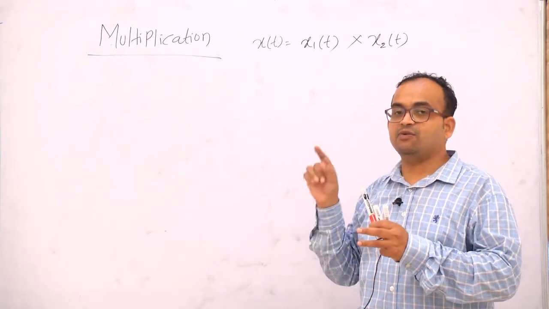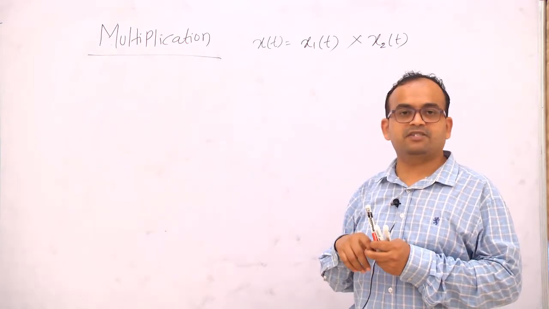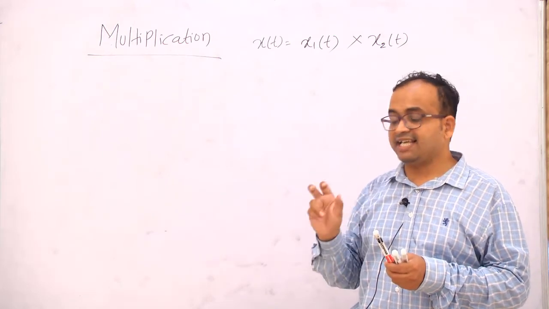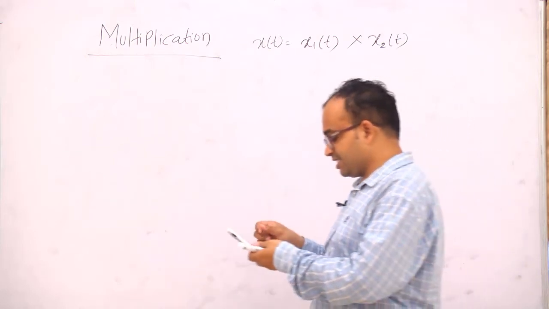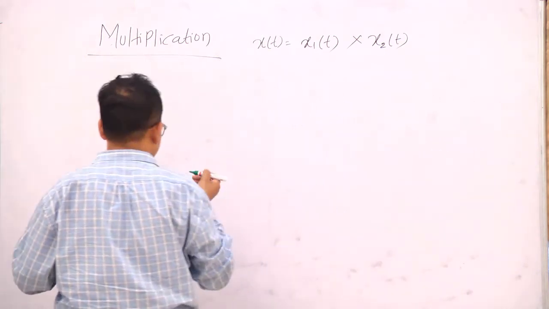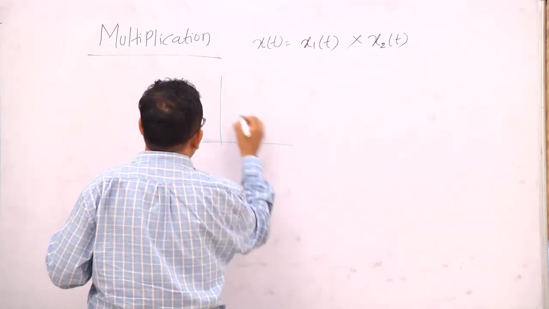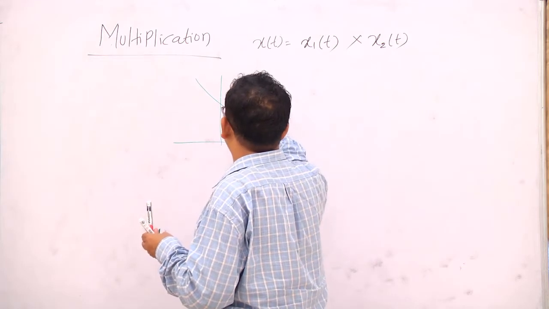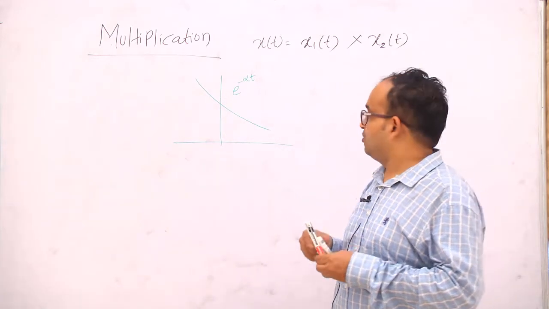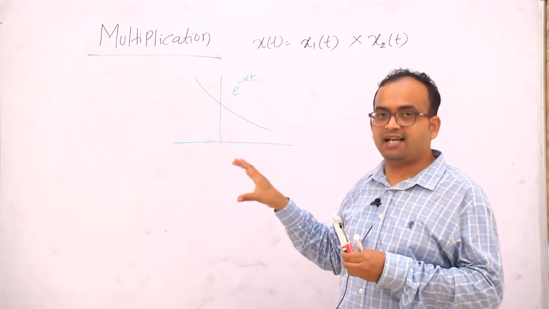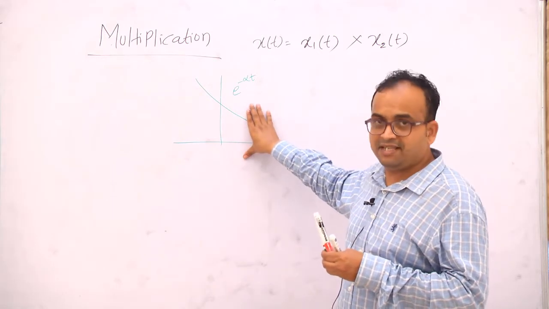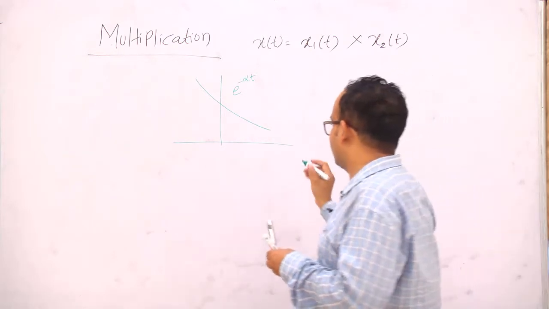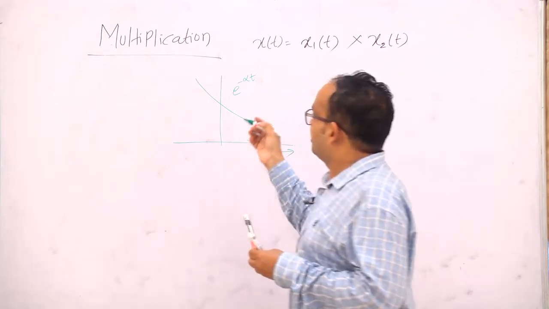then multiplication comes into the picture. So let us see how to do this by taking a simple example. Let the signal x1(t) be like this, an exponential signal, e to the power minus alpha t. I will tell you how to draw the exponential signal later, but for now, considering the timing, let's take the signal e to the power minus alpha t, which is an exponential signal like this.